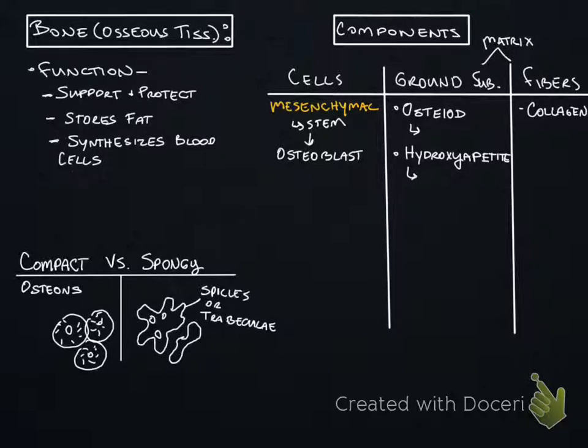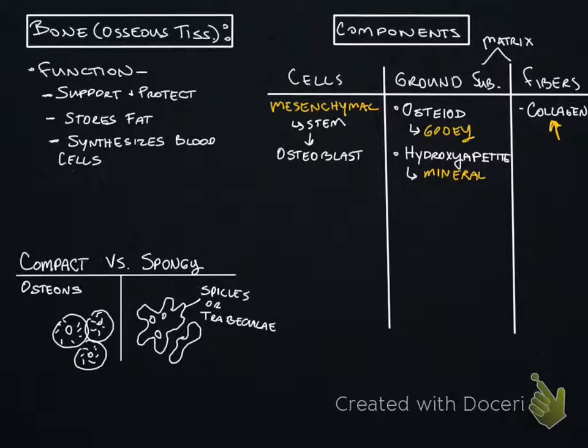The ground substance is made up of osteoid and hydroxyapatite. The osteoid gives bone its flexibility and is sort of gooey in nature, whereas the hydroxyapatite is the mineral portion of bone and gives bone its strength. We also have fibers in bone that are made up of collagen.